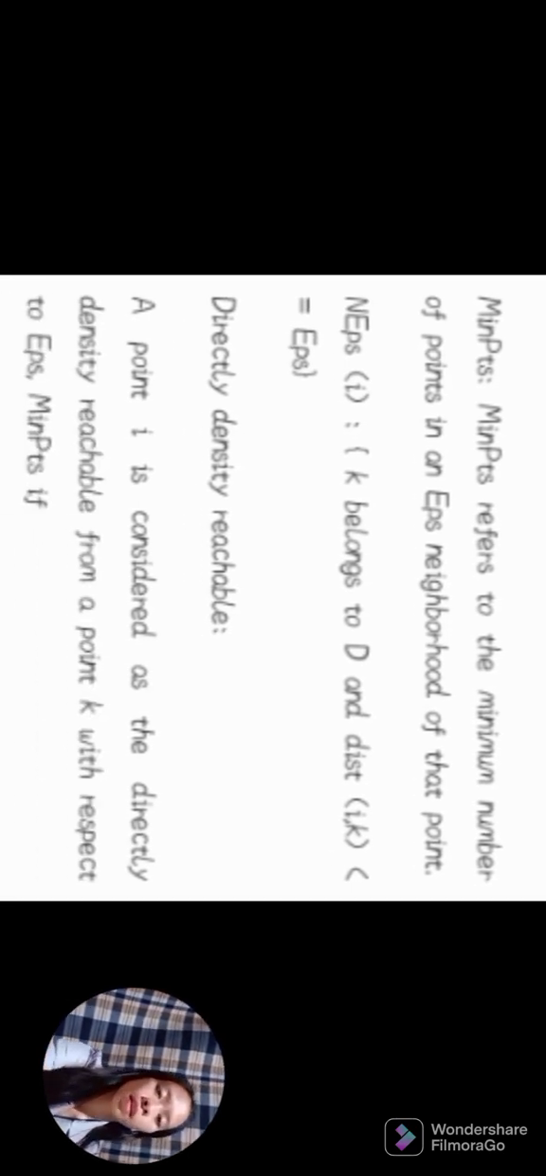Directly density reachable. A point i is considered as directly density reachable from a point k, with respect to Eps and MinPts, if i belongs to N_Eps(k). Core point condition: |N_Eps(k)| >= MinPts.